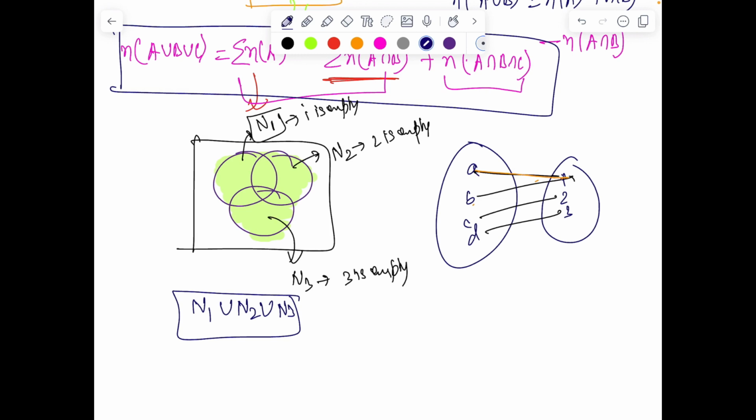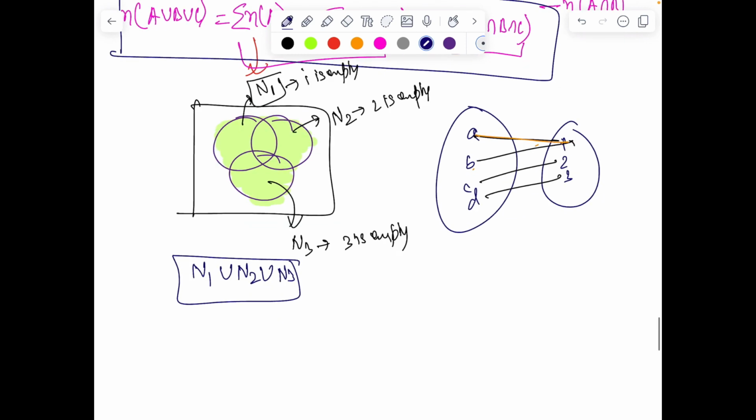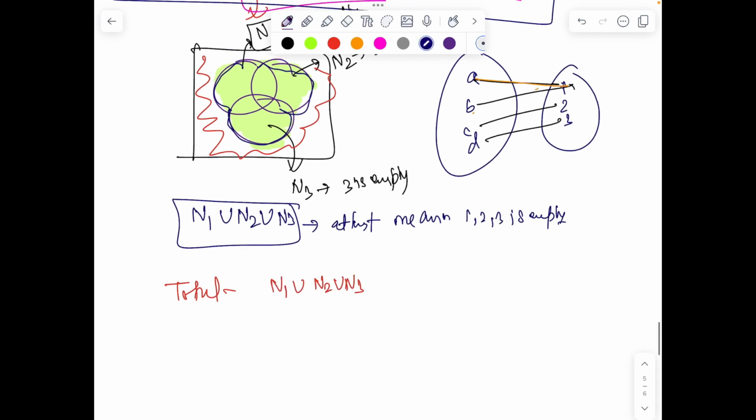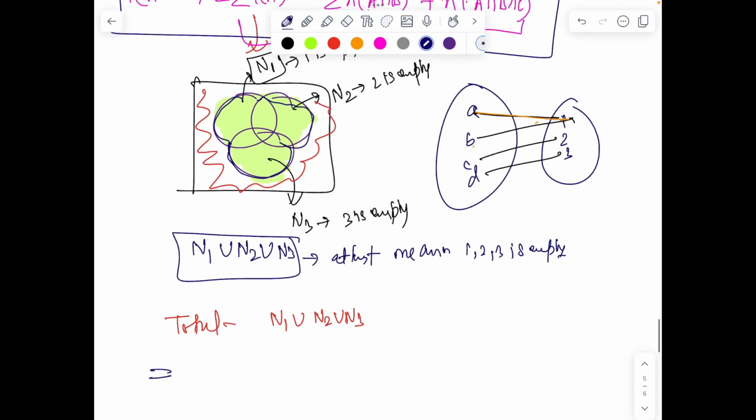Remember the definition. Nx means when x is empty. So n1 means 1 is empty, n2 means 2 is empty, and n3 is the number of functions where 3 is empty, and that is visualized there in the segmentation. तो n1 union n2 union n3 का क्या मतलब है? At least one among 1, 2, 3 is empty. कम से कम एक तो empty है, दो भी empty हो सकता है, तीन भी empty हो सकता है, because of this definition. So what I am interested in is this white region, because from the total, if I take away n1 union n2 union n3, I'm done.